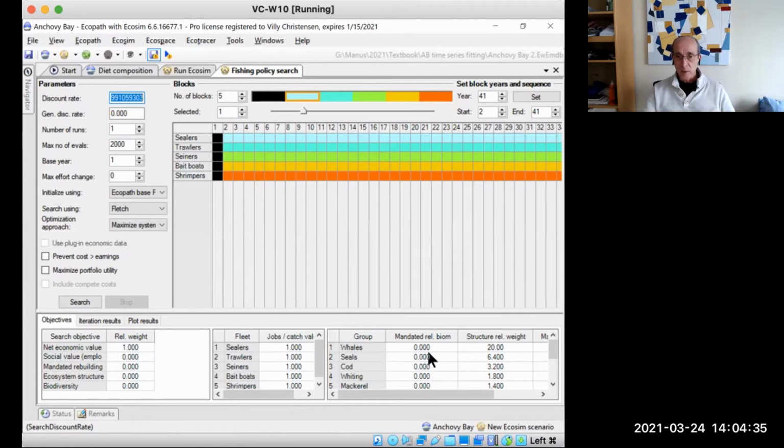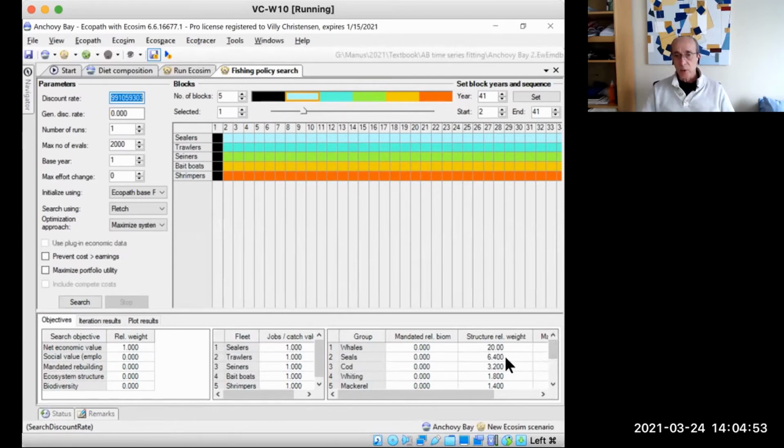For mandate rebuilding, there's no default there. You have to put something in, which is the relative biomass relative to Ecopath, as far as I remember. And then the structure relative weight here. For whales it's 20, for seals it's 6.4.